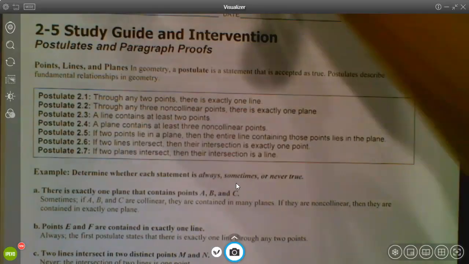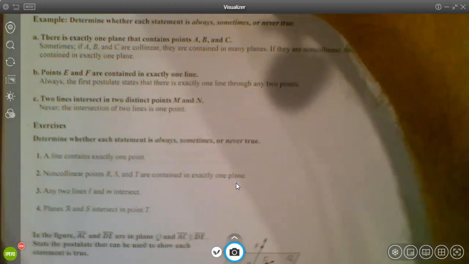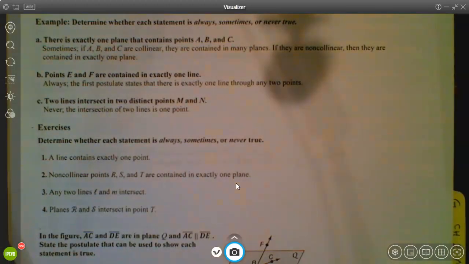So let me go back to this. What they're wanting us to do for this first part is to identify these statements as something that is always true, something that is sometimes true, or never true. And these can be kind of tricky, so we'll look carefully at these. So here's a couple that are already worked out for us.